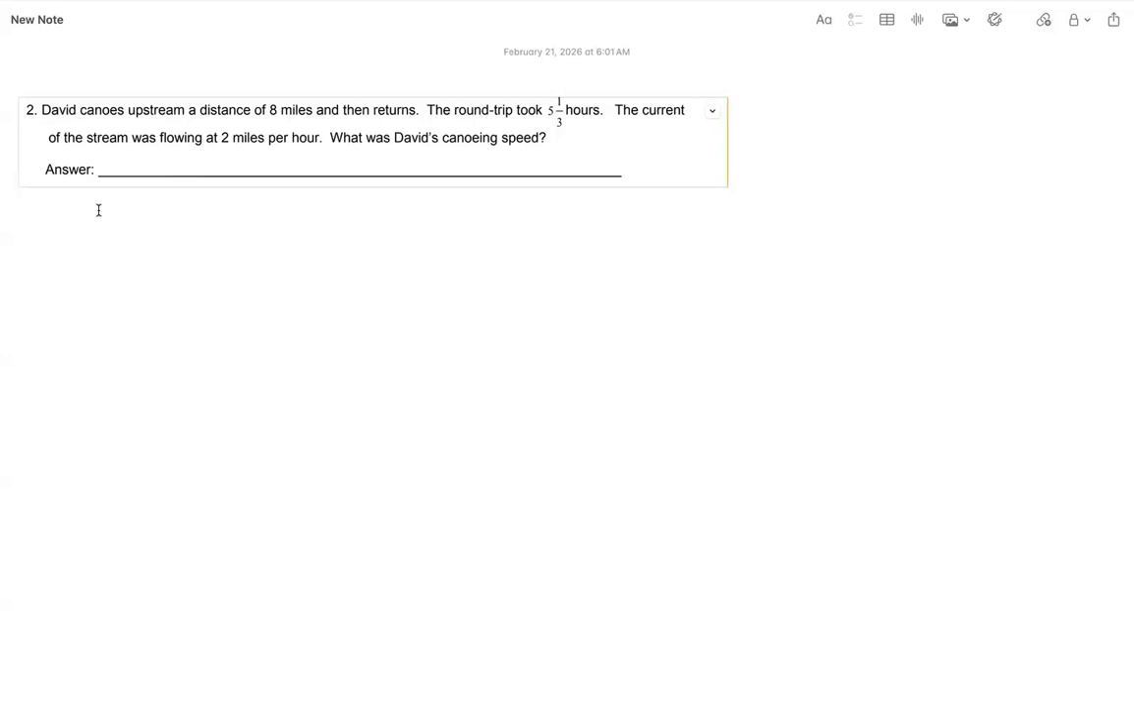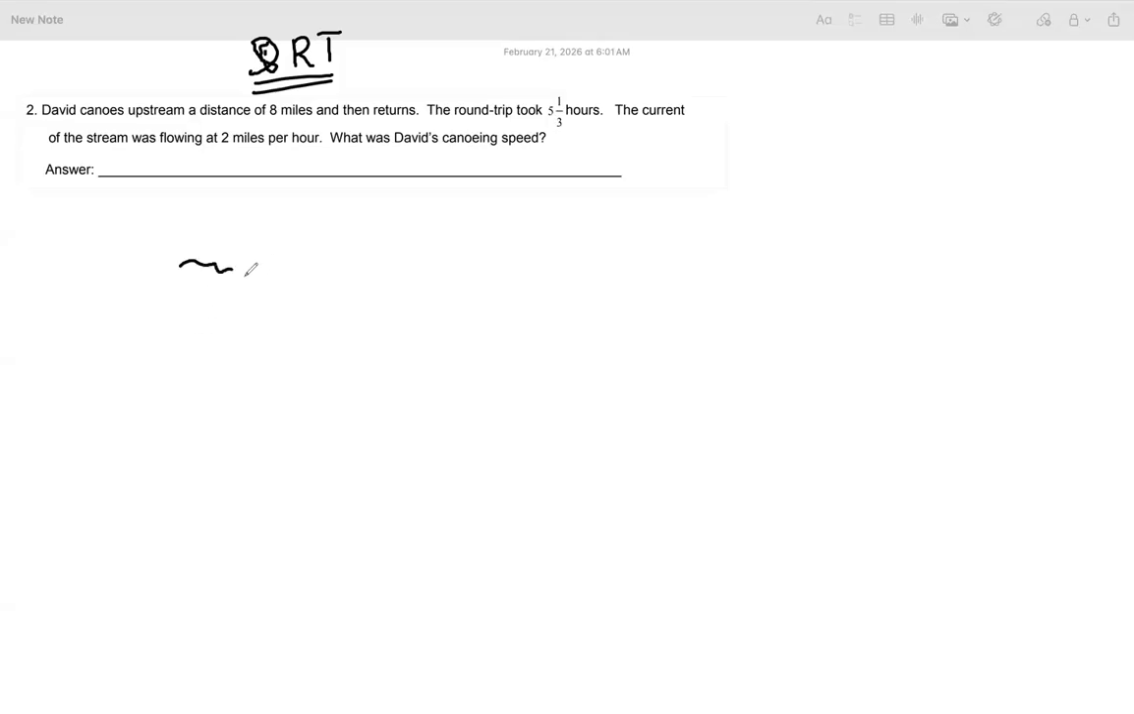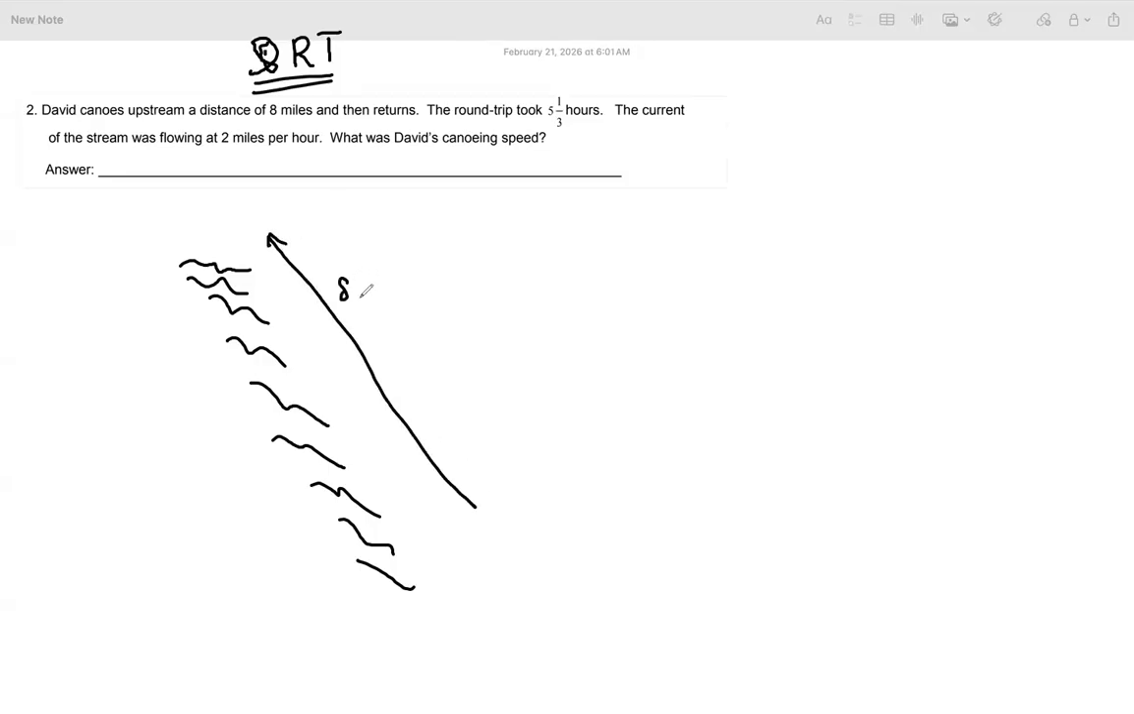We have done distance rate problems in Algebra 1, but this is slightly tricky. This is a distance rate problem, not a direct one, but it has some extra pieces. David canoes upstream. So let's say the river is flowing down. There is a river, it's flowing down. David canoes upstream a distance of 8 miles and then returns. So this distance is 8 miles.